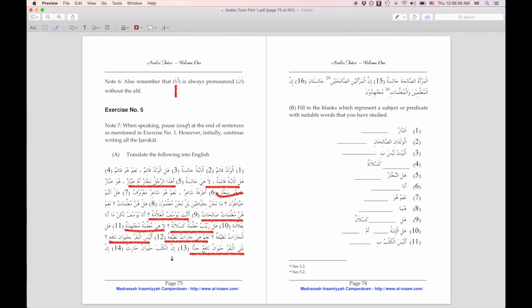إن الكلب. Now we have the rule for inna. So the ism of inna should have fatha in halat al-nasab, and the rest should be left as is. So inna al-kalba hayawanun harisun. So verily the dog is a guardian or sentry animal, guardian animal.